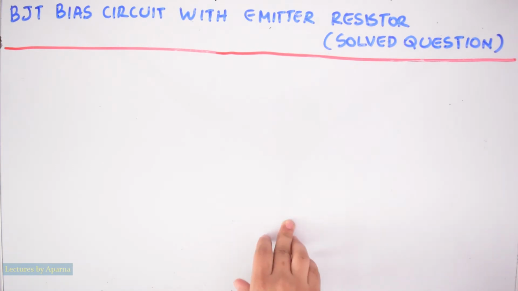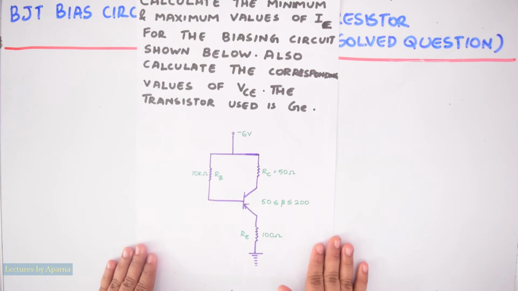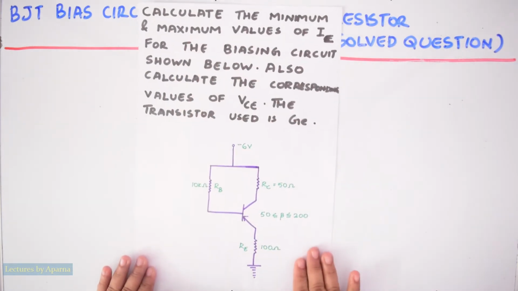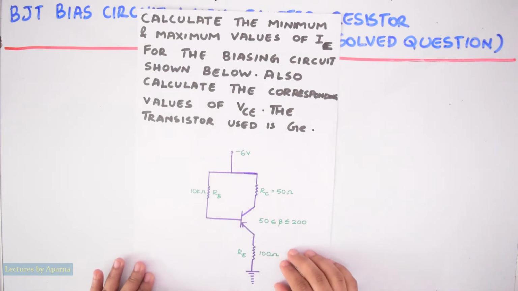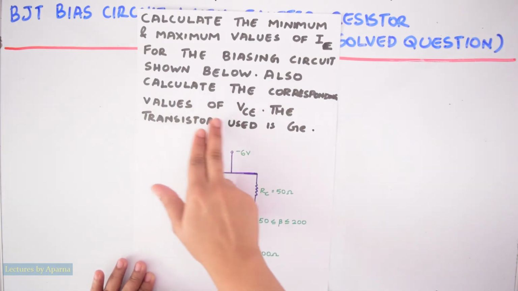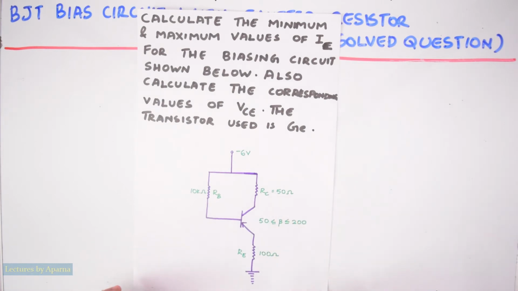So today let us discuss this question. I will read it. Calculate the minimum and maximum values of IE for the biasing circuit shown below. Also calculate the corresponding values of VCE. The transistor used is germanium.